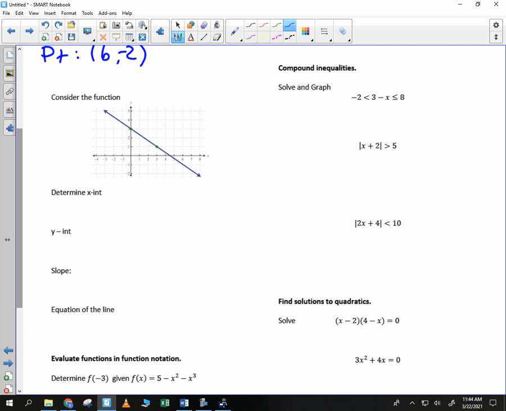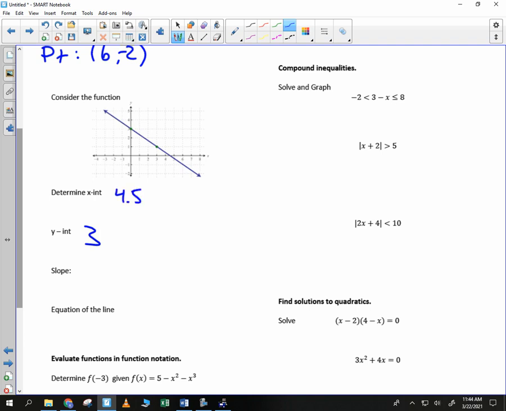Look at this graph. What is the y-intercept of this graph? The y-intercept. What is the x-intercept? Here to estimate. 4.5?